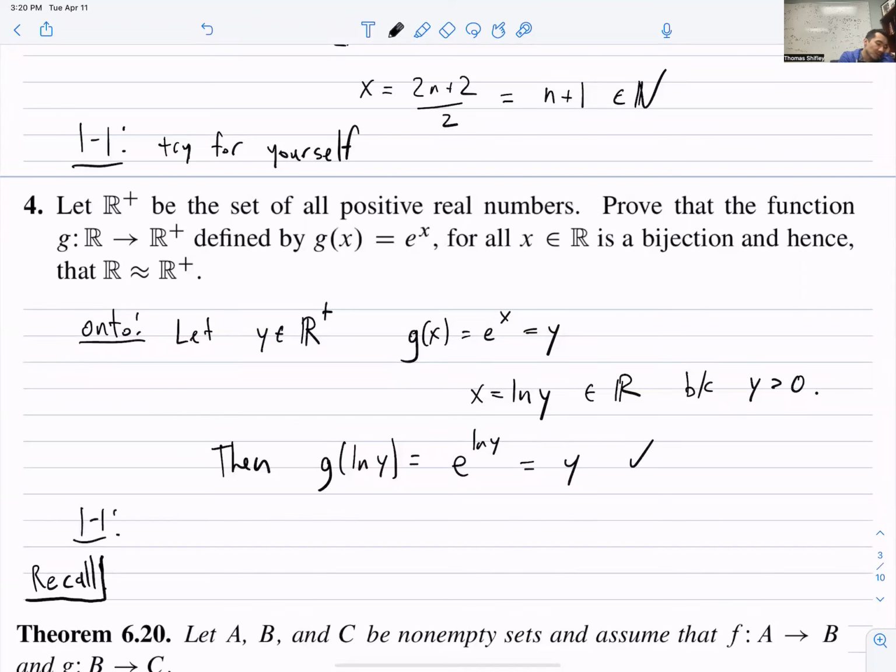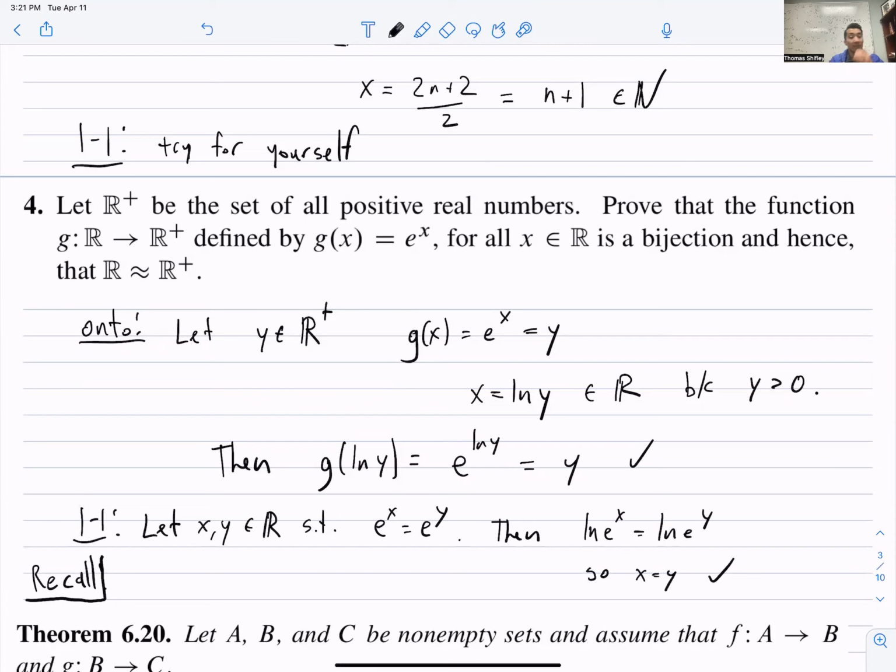One-to-one. Why is this one one-to-one? Let x and y be elements of R such that e to the x equals e to the y. Well, then taking the natural log of both sides, you get ln e to the x equals ln e to the y. So x equals y, and we're done. And so it is one-to-one, and it's a bijection.